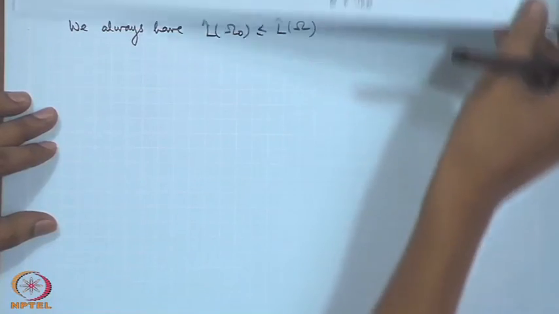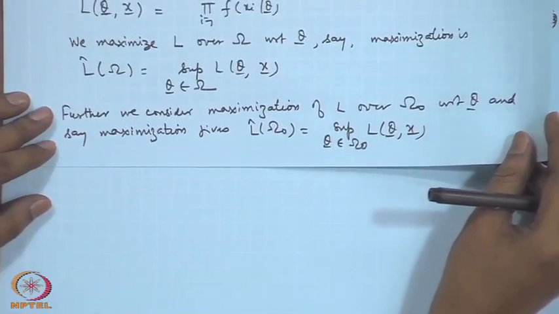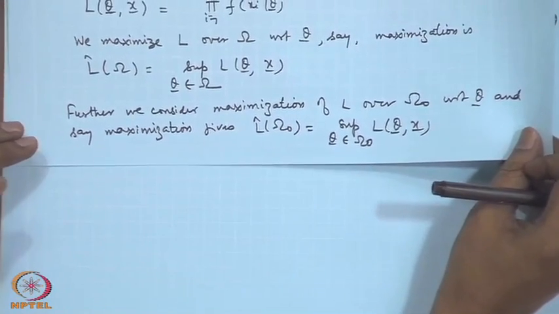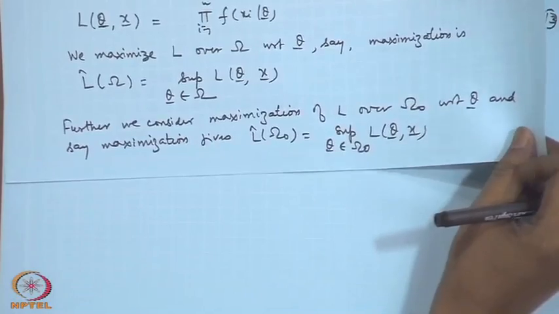So, naturally if L hat omega naught is closer to L hat omega, that means we have more confidence in the hypothesis omega naught, that means the likelihood that H naught is true is more likely. However, if L hat omega naught is much less than L hat omega, then we have doubts over the correctness or being over H naught being true.